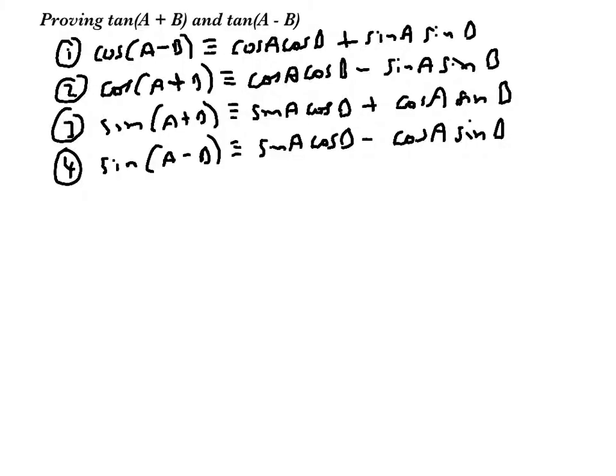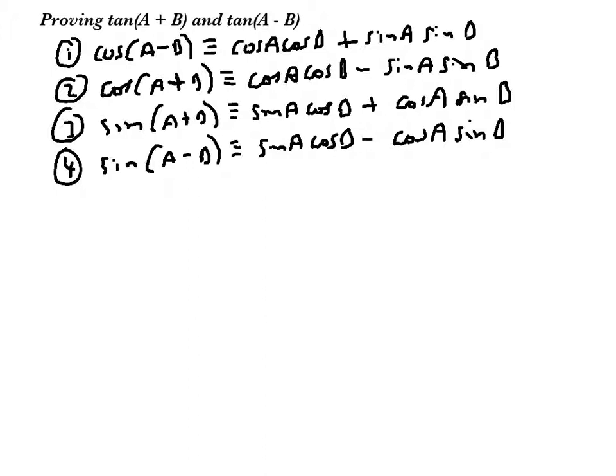Okay, so in the previous video we proved all four of these things, that cos(A − B) equals cos A cos B plus sin A sin B, etc. What we can do is use these results to prove the final two main identities we need, the addition formulas, tan(A + B) and tan(A − B).